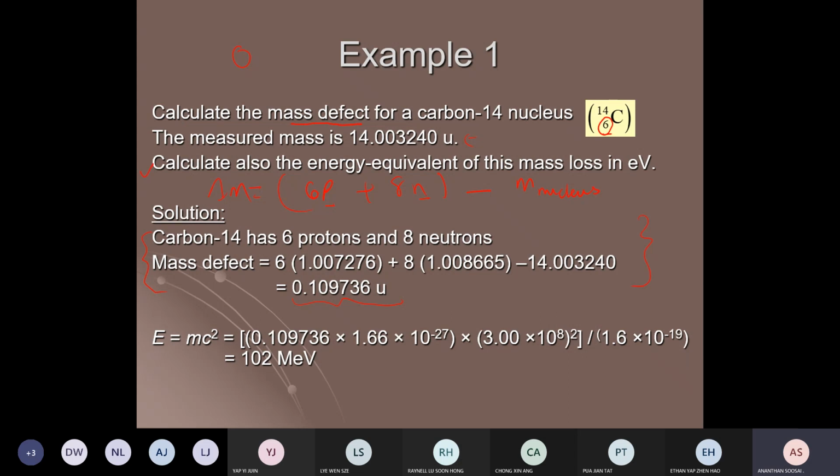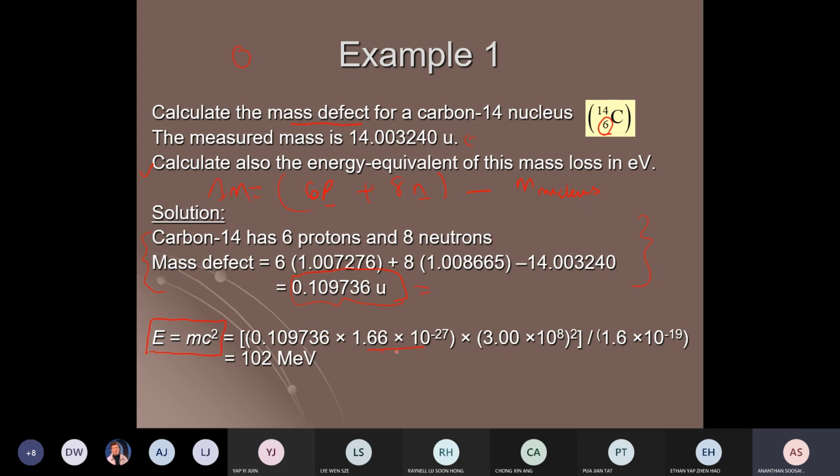Next, calculate also the energy equivalent of this mass loss in eV. They're asking this amount of mass defect is equal to how much energy? According to Einstein, mass can convert to energy. So how much energy is that mass? Of course, we use the only formula we know, E equals mc squared, to calculate the energy of a certain mass. So we use the mass, which is 0.109736 U.